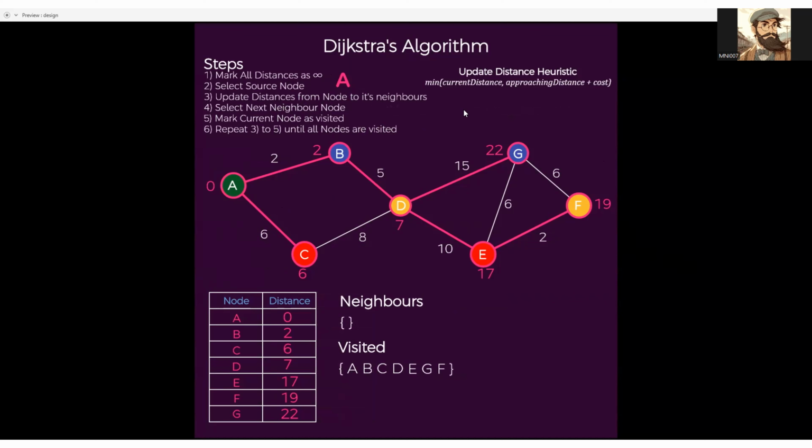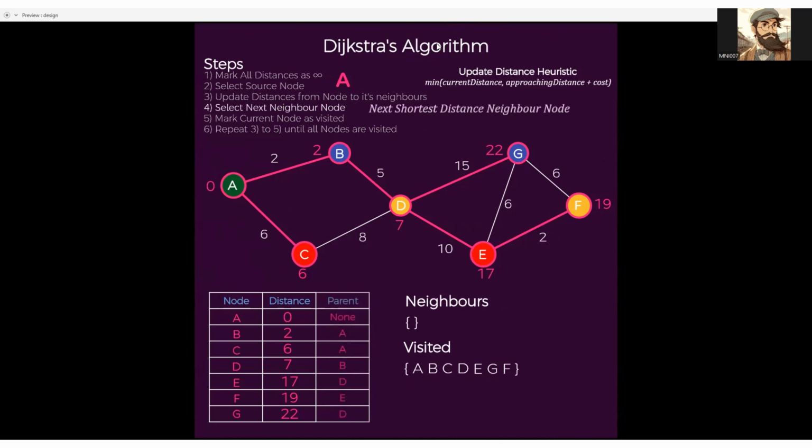Two things needed addressing. The first one was: how do we select the next neighbor? We have to select the neighbor with the next shortest distance. Let me explain that. For example, if we are at A and we are done updating the paths from A to its neighbors, B and C, we would choose the neighbor with the shortest distance. So we would choose B. This is very important, and this ensures that we are traversing the shortest path towards our destination.